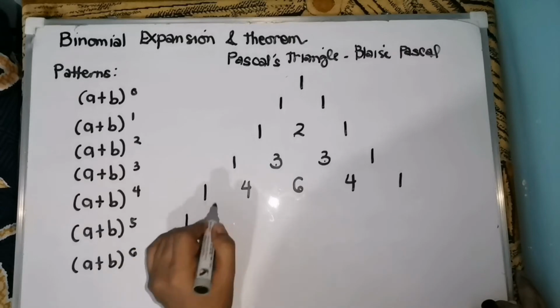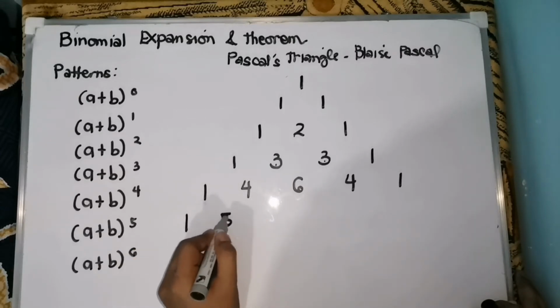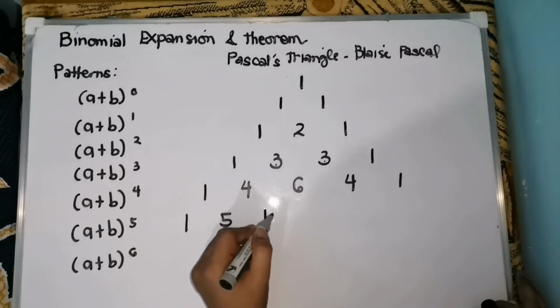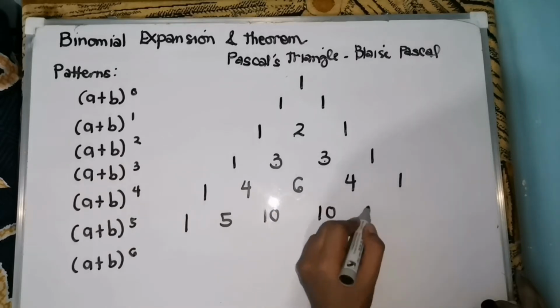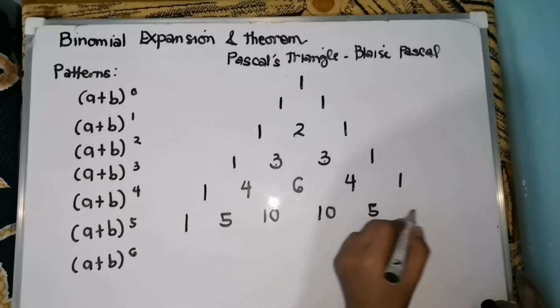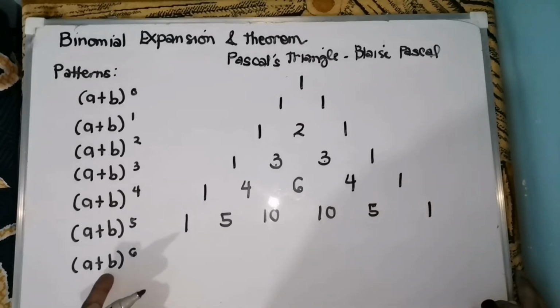Then you have here 1. 1 plus 4 is 5. 4 plus 6 is 10. 6 plus 4 is 10. 4 plus 1 is 5. Then 1. Then last, a plus b to the 6th.